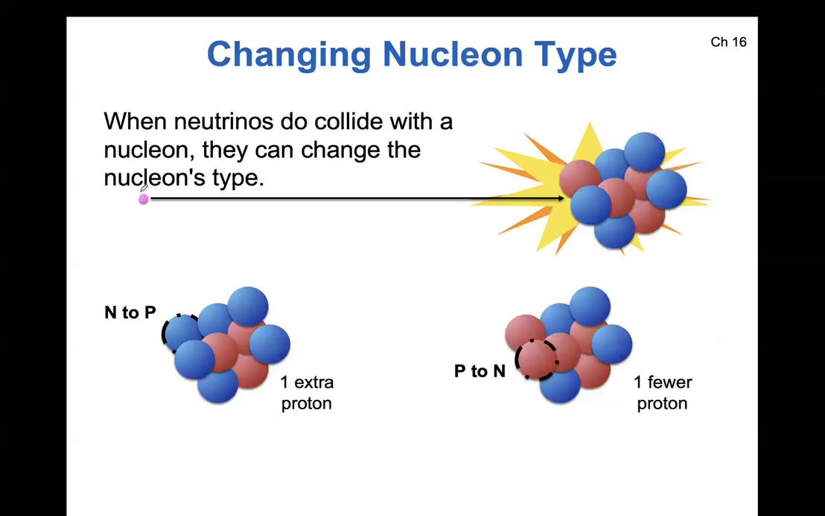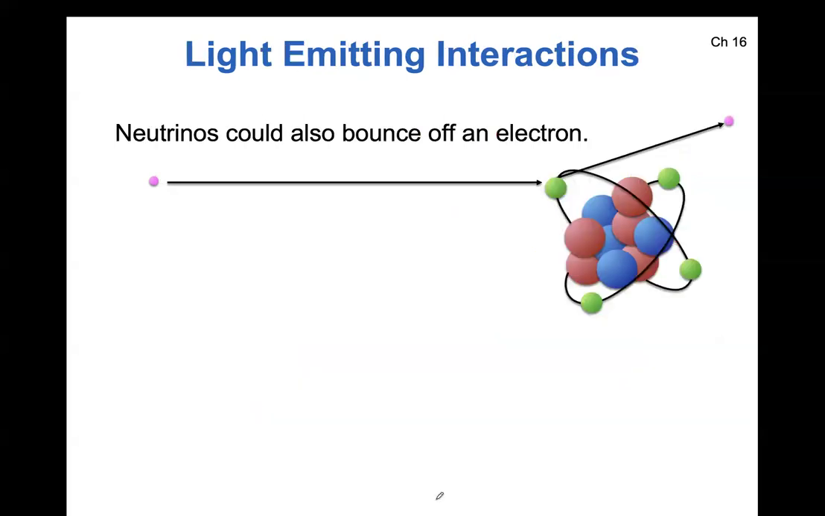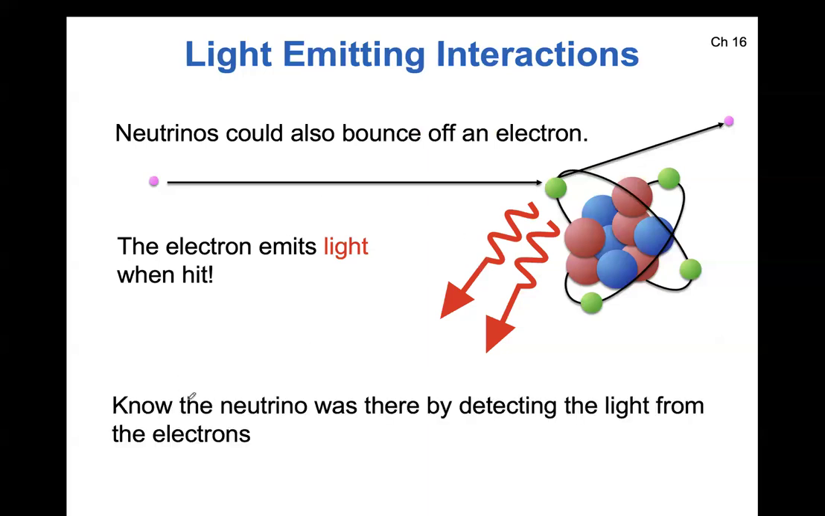So when a neutrino collides with a nucleon, it changes the nucleon's type, therefore it changes the elemental type. So if the change is a neutron to a proton, then you of course have one extra proton. If the change is proton to neutron, then now you have one fewer proton. So you know the neutrino was there by detecting the results of the changed atom type. Neutrinos can also bounce off of an electron, which causes an emission of light. So you know that the neutrino is there by detecting the light from the electrons.